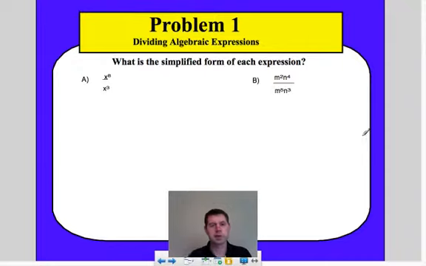Okay, so let's look at problem number 1, doing this process. I have x to the 8th over x to the 3rd. I know 8 is bigger, so what I'm going to do is take 8 minus 3. Since I moved the 3 to the top, there's a 1 left on the bottom. That gives me x to the 5th.